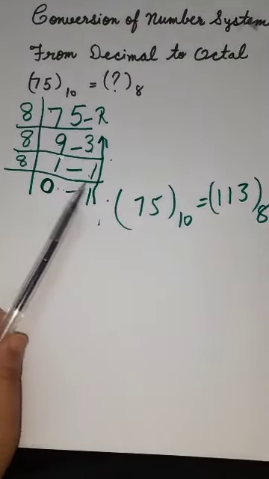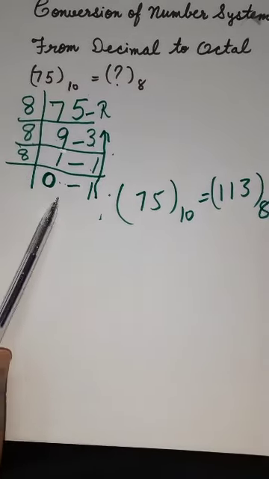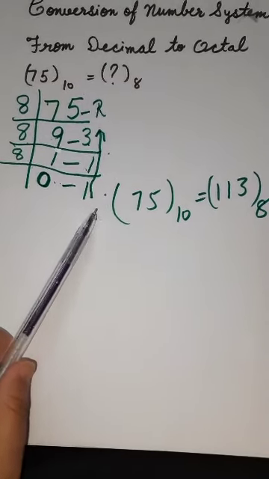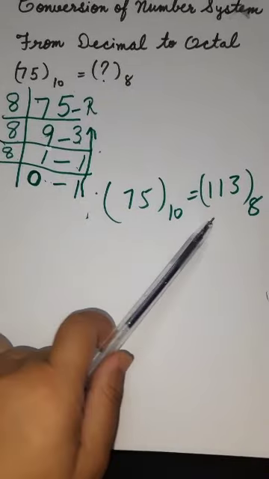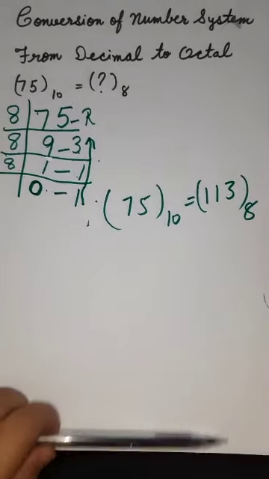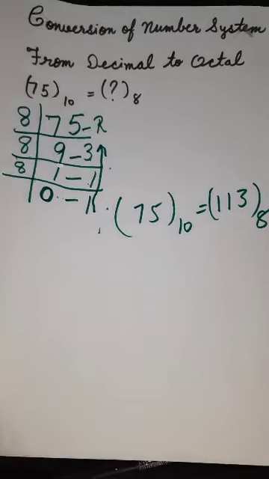8 ones are 8 and remainder is 1. 8 zeros are 0 and remainder is 1. So we will write 113 to the base 8. This will be the octal number of 75.